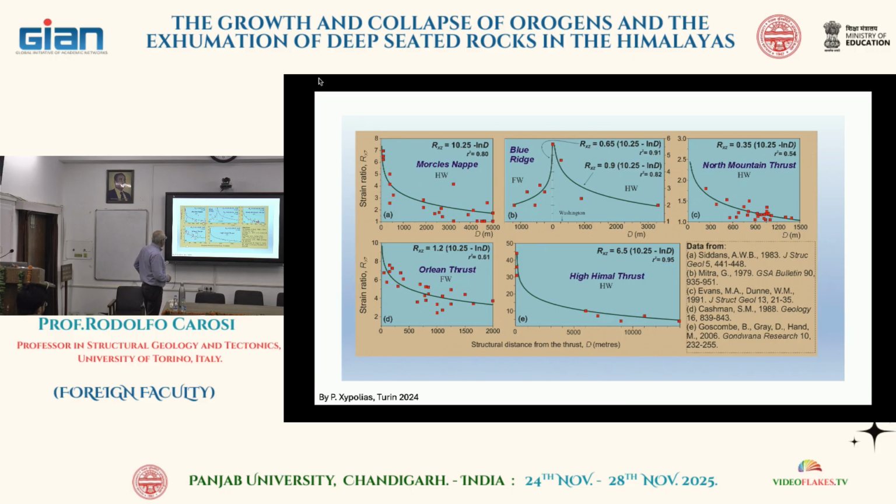So you can see that more or less at a distance of a few kilometers, and approaching the different thrusts, the strain along the section increases a lot. So more or less the same behavior. There is also another part where strain decreases, going away. There are very few values. This is a paper by Goscombe 2006, but maybe after that some other values have been gained.